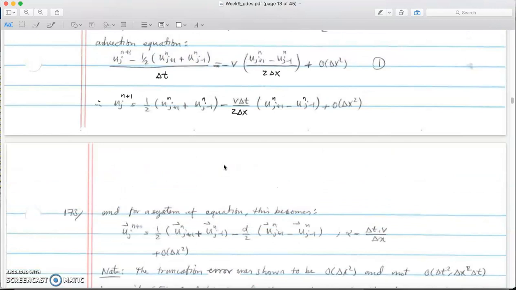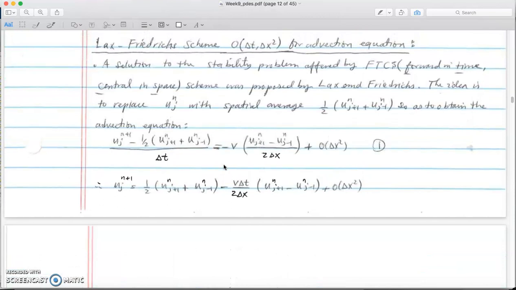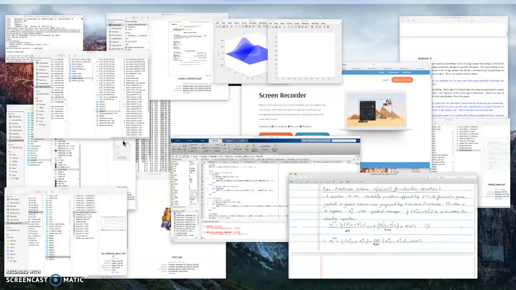And just make sure I'm showing the right thing. Yeah, so basically, I have to take it back. So for Lax-Friedrichs, we need only the last time step. So to create n plus 1, we only need to know n. And everywhere else is n other than this step. And so we go back here.